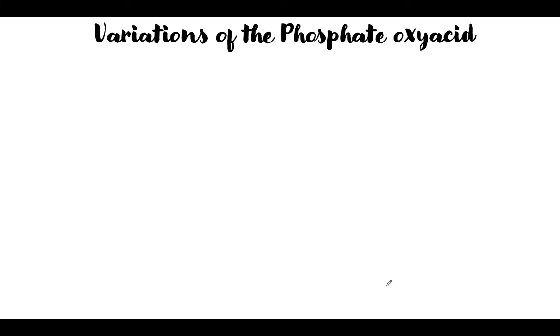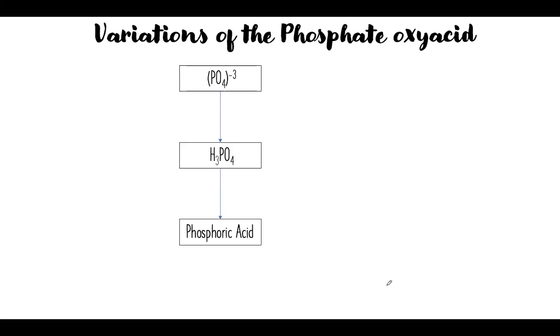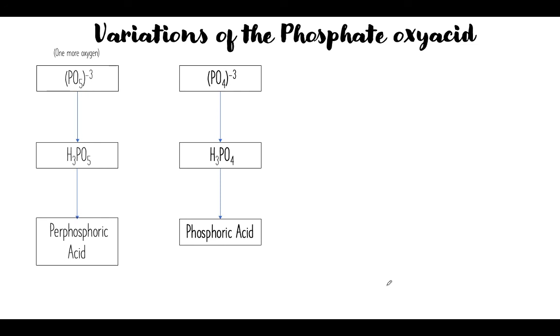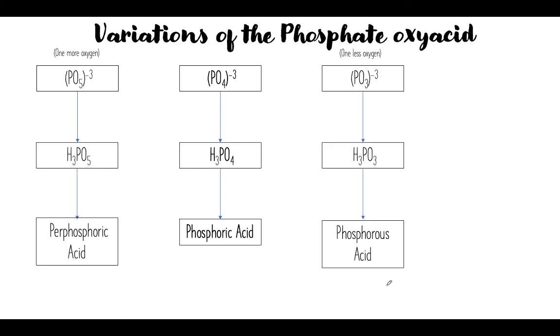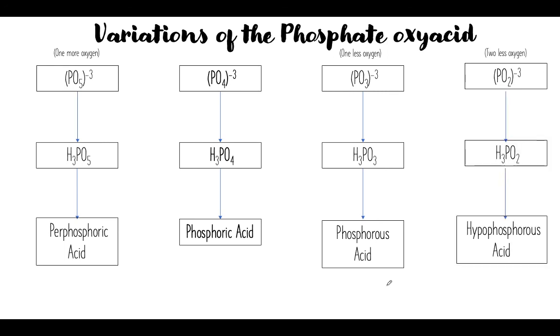Going into our last one, phosphate forms H3PO4, which is phosphoric acid. If you add one more oxygen, it forms perphosphoric acid, which is H3PO5. If it has one less oxygen, it forms H3PO3, which is phosphorus acid. And if it's two less oxygens, it forms H3PO2, which is hypophosphorus acid.